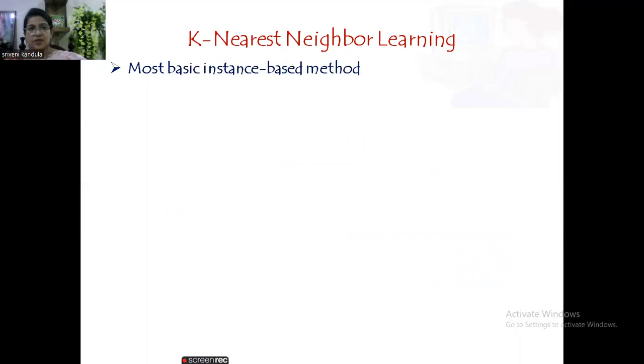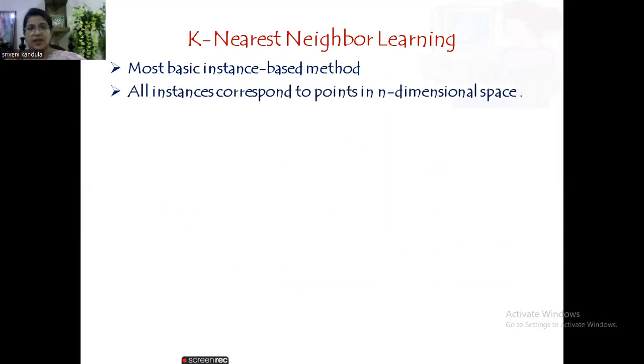So the first example that we are observing is the K nearest neighbor learning. This is the most basic instance-based method. And here, all instances correspond to points in the n-dimensional space. So you can also take it as the instance space. You can represent it as R to the power of n, a real valued space. So this is an n-dimensional space.